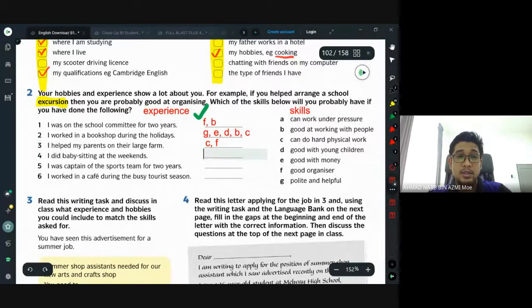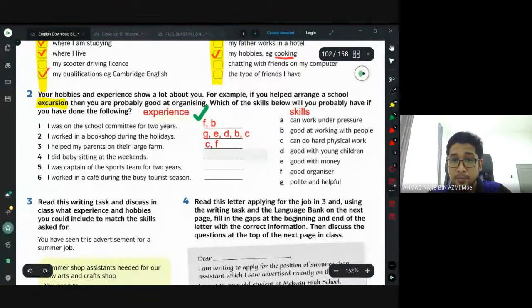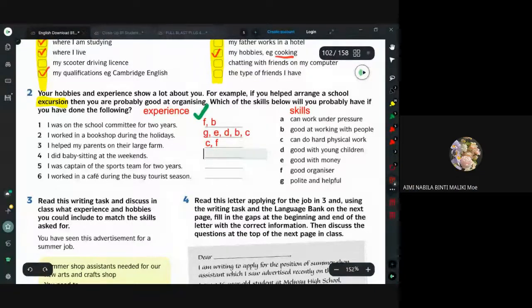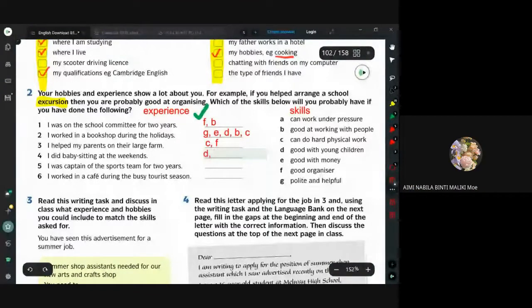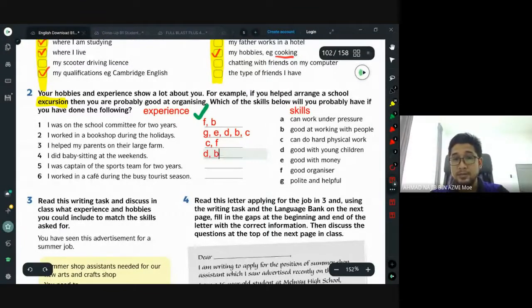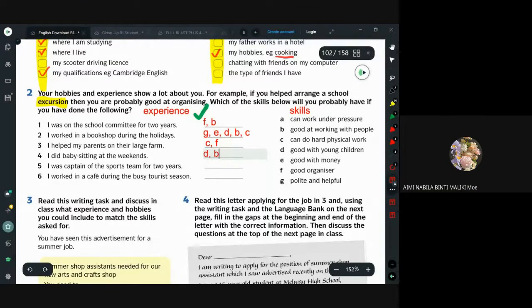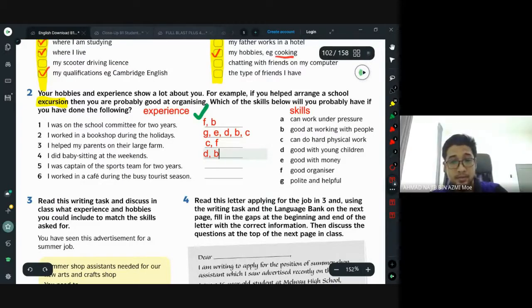Number 4, babysitting. Anybody? Aimi? Aimi lah. Me? Babysitting, good with young children. D. Right. B, good at working with people. Yep. Anything else you think? G, polite and helpful. Yes. Yep. G.